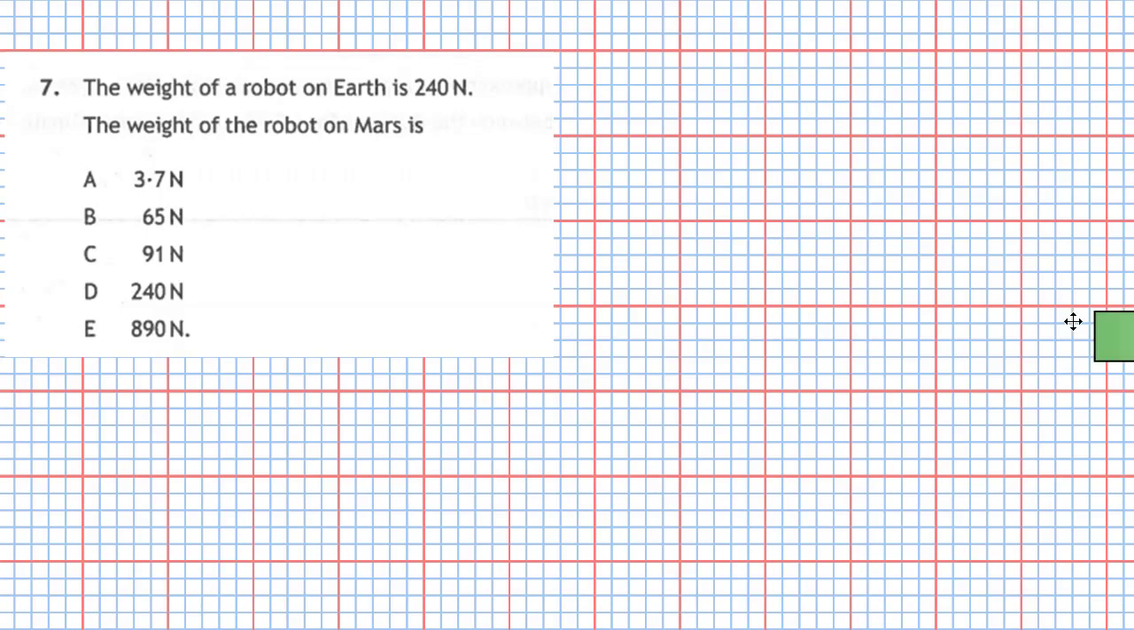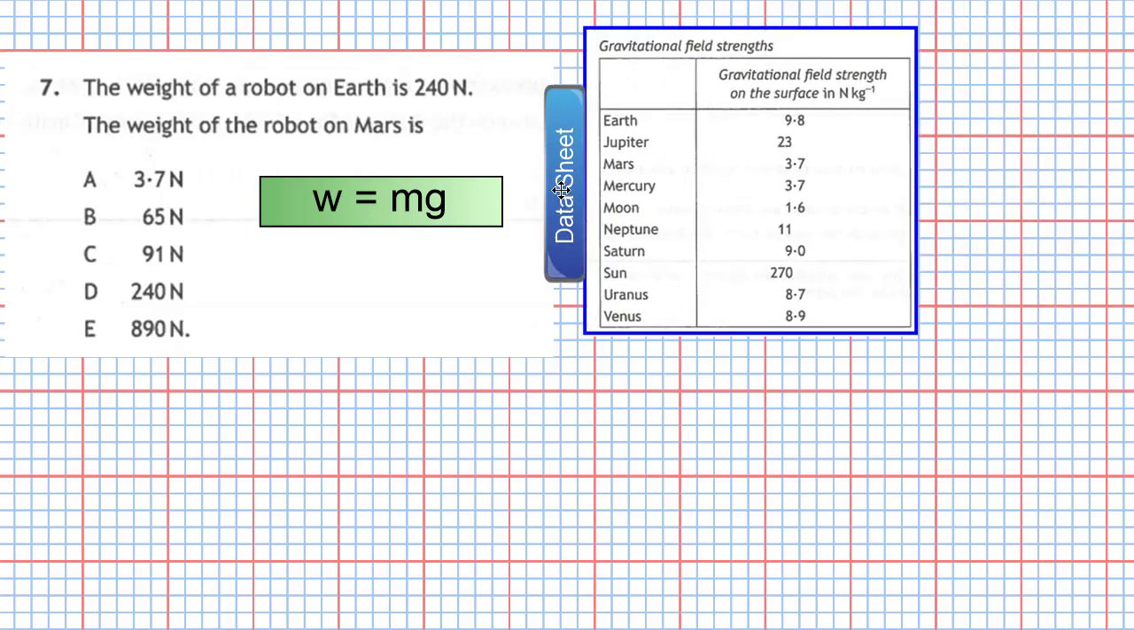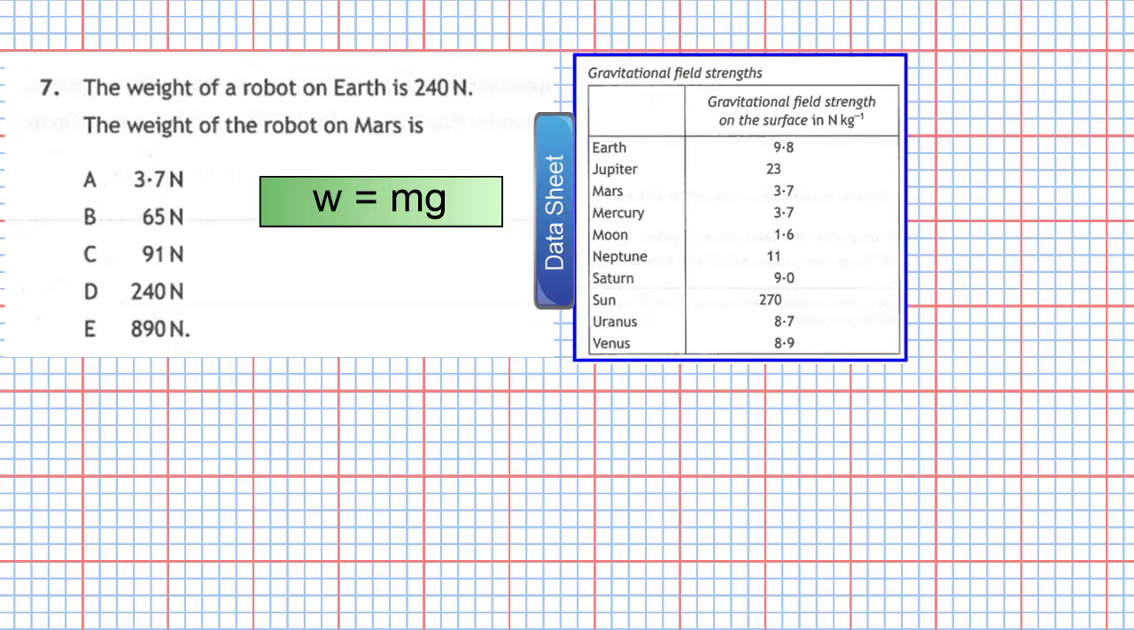Now, we know the key equation here from the data sheets is weight equals mg, where W stands for the weight, m is the mass of the object, and g is the gravitational field strength on the planet. So, we need to know the gravitational field strength on the Earth and on Mars, and we can find that by looking up our data sheet. Earth has a gravitational field strength of 9.8 newtons per kilogram, and Mars has a gravitational field strength of 3.7 newtons per kilogram.